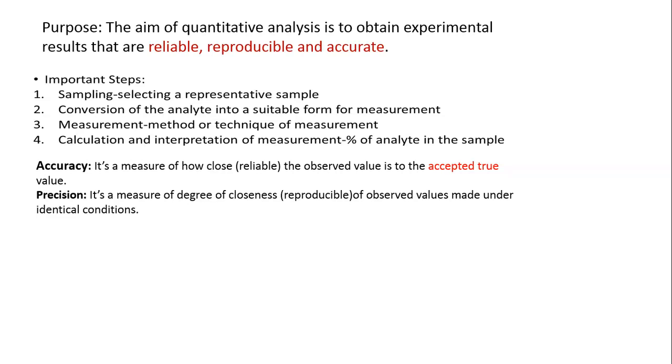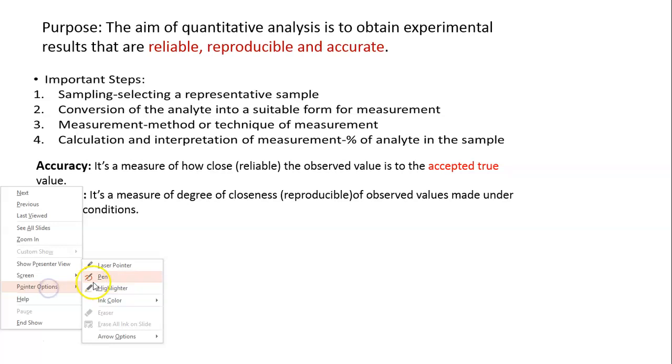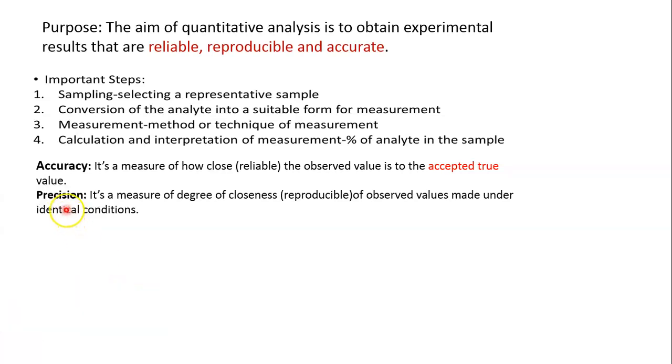Now when you do this analysis, as mentioned above, your experimental results should be reliable, reproducible and accurate. Now what is meant by accuracy? Accuracy will tell you how reliable your answers are. So it's a measure of how close the observed value is to the accepted true value. Whereas precision is a measure of the degree of closeness. So it will tell you about the reproducibility of the answer. That means whether you are getting consistent results or not.